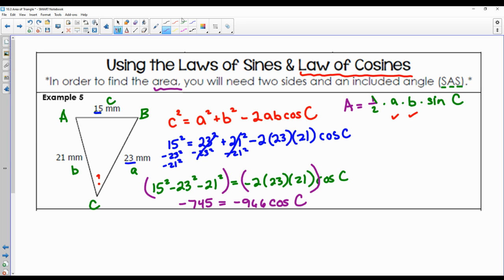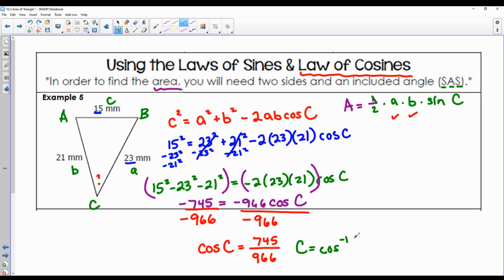To get the cosine of C by itself, we're going to divide by negative 966 on both sides. So the cosine of C is equal to, you don't need the negative, so I'm just going to drop them here. Negative divided by negative is a positive, so 745 over 966. Now remember, usually you tell your calculator the angle and it tells you the cosine, but it can go backwards. It can find the angle if you know what the cosine is. So in your calculator, you just do the second cosine.